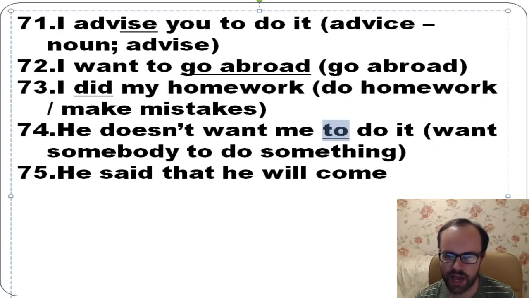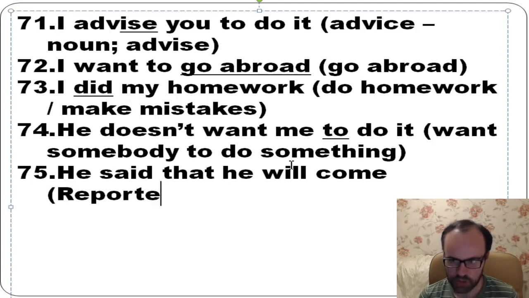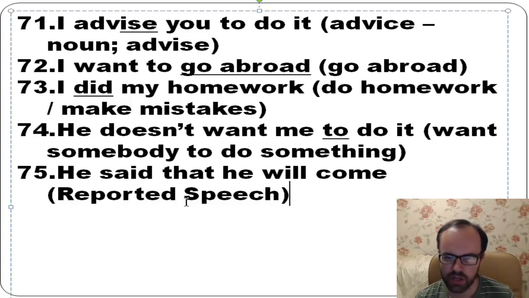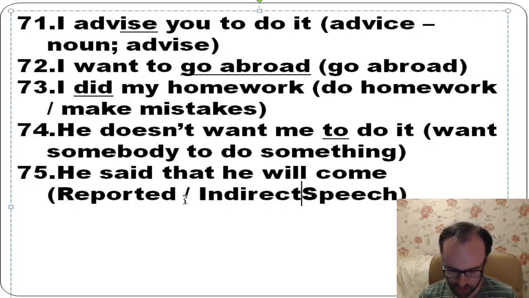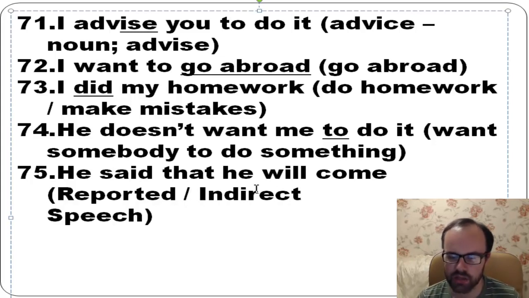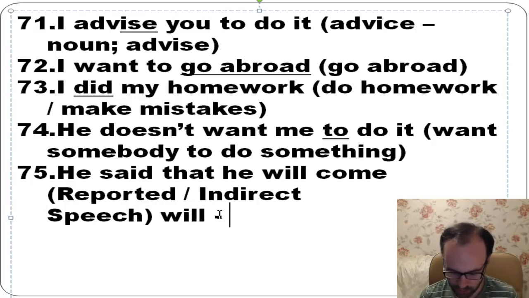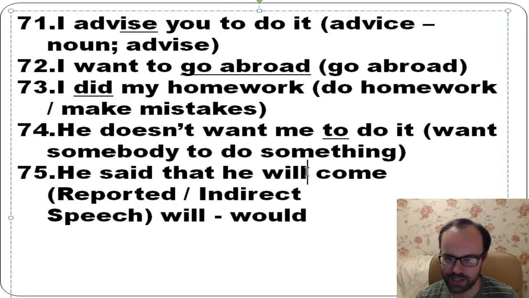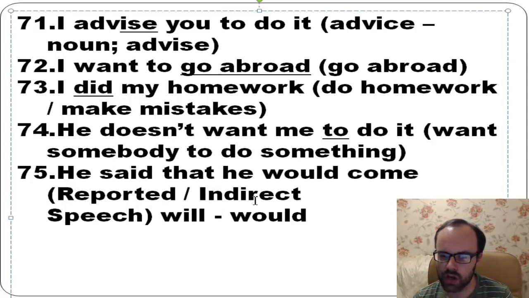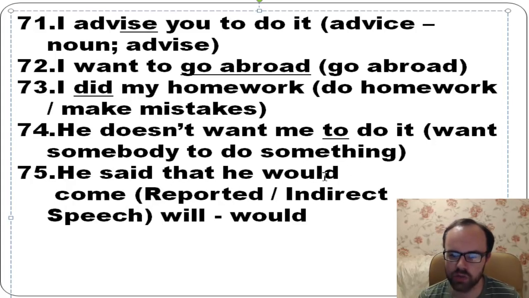Okay, next. He said that he will come. He said, it's in the past, so we call it reported speech. Or there is another name, indirect speech. And we need to change will to would. So, he said that he would come. It's a rule. So, we change it. It's in the past and you have that, so we need to change will to would.